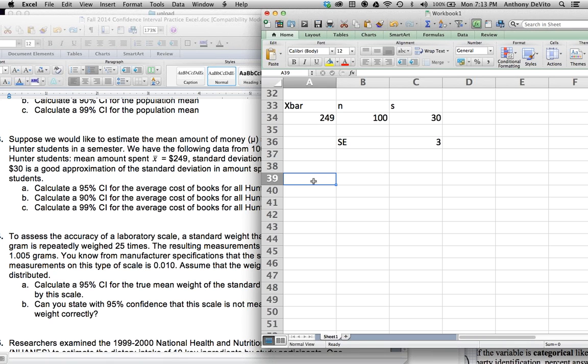So our 95% confidence interval is going to be equal to 249 minus 1.96. Now really that should be what number if I wanted to be more accurate? 1.98, right? For the t, the t for 95. But we're not doing that. We're doing it this way, because it's so close, times the standard error. My upper limit for the 95% confidence interval is 249 plus 1.96 times my standard error, which is 3. So my 95% confidence interval is 243 to 254.